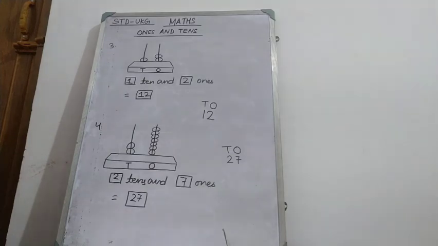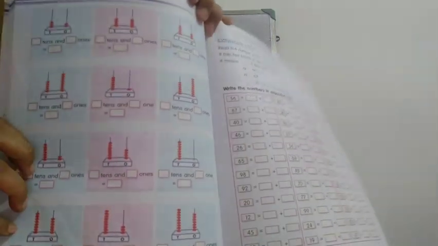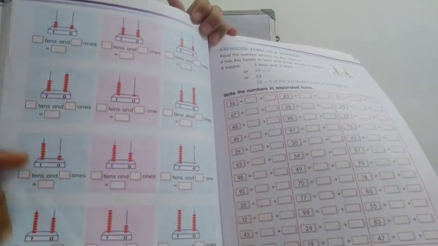Clear? So students, page 88, this exercise. Page 88, the rest of the exercise you have to do it on your own. Page number 88 only. Okay?